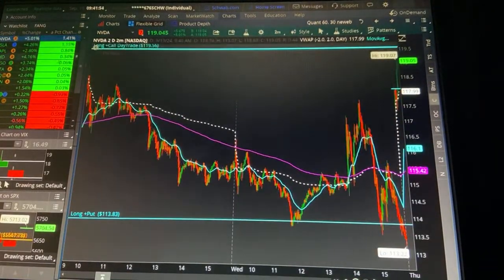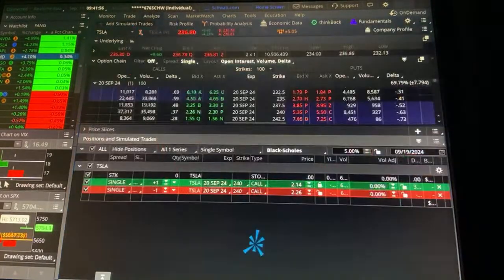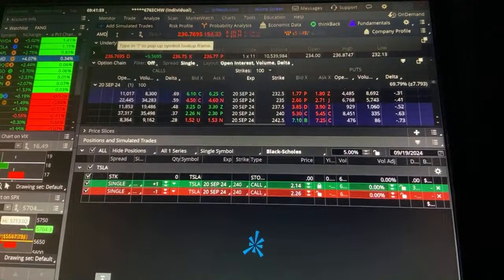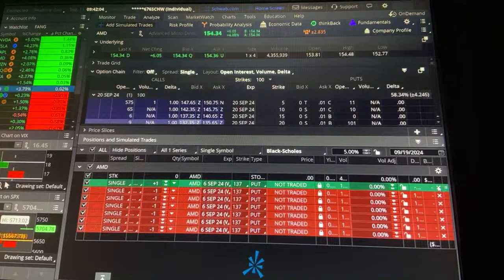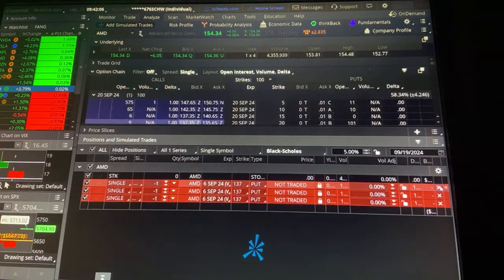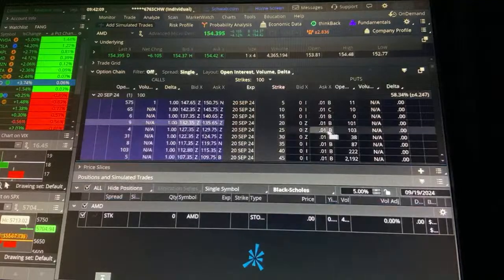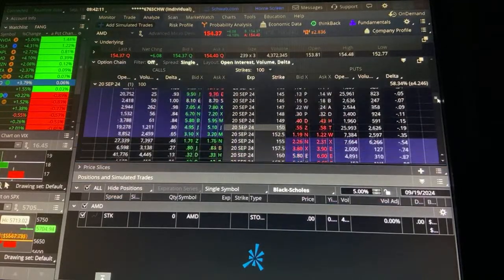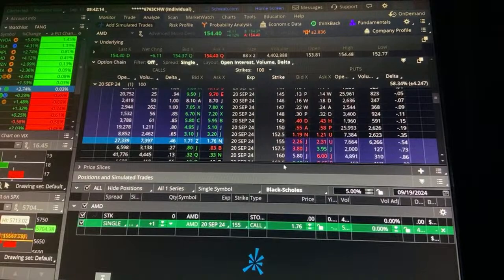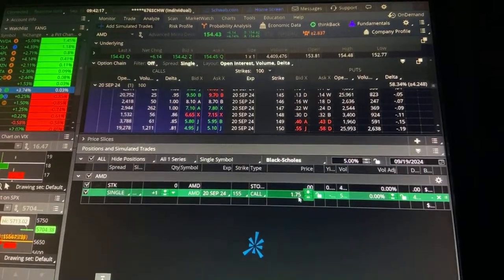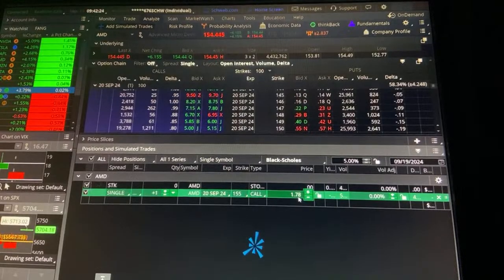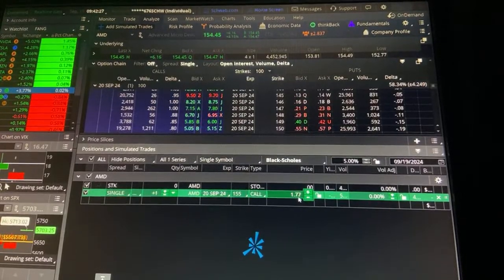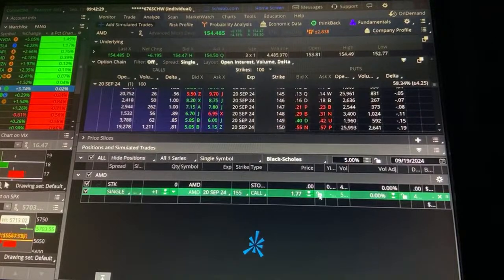All right, Apple's ripping, AMD, NVIDIA ripping. I want to get long call AMD as well. I'll pick up the 155 for 176-ish here. AMD long call. All right, let's take some. I got filled at 177 on these.